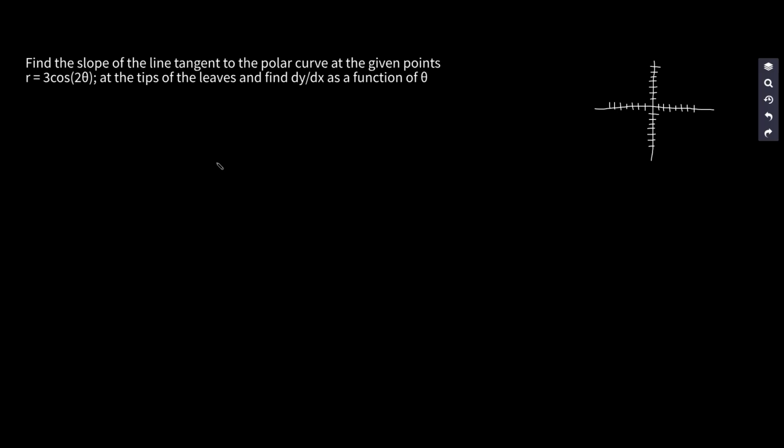Let's do another problem. I chose this problem because I think that it exemplifies calculus and polar coordinates and all of its beauty in a way that's very ideal. It says to find the slope of the line tangent to the polar curve at the given points. R equals 3 times cosine of 2 theta at the tips of the leaves, and find the derivative of y with respect to x as a function of theta.